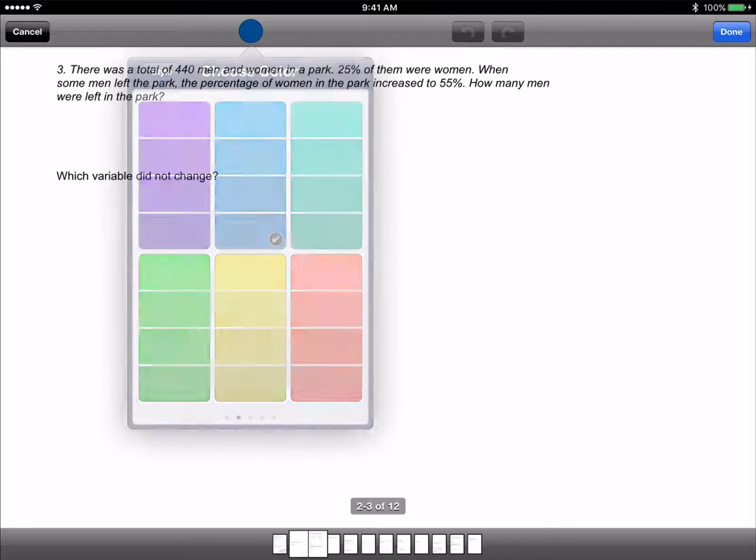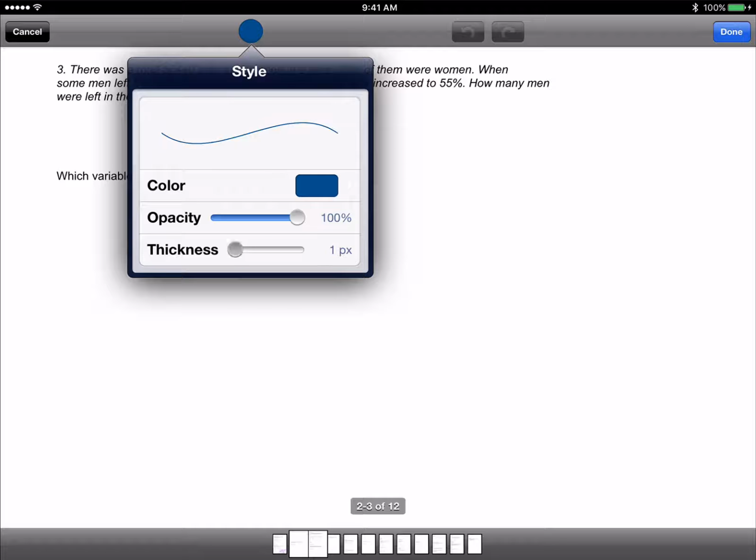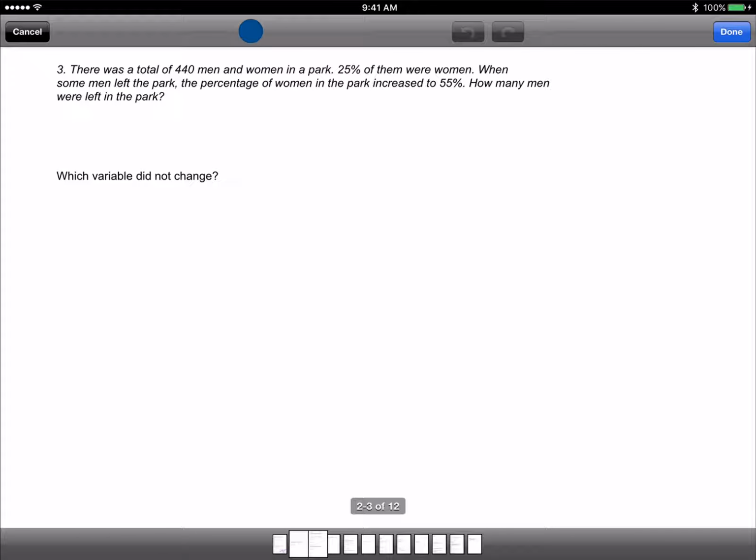Okay, done. So there was a total of 440 men and women in the park. 25% of them were women. When some men left the park, the percentage of women increased to 55%. So which did not change? It's the women. The variable women did not change.